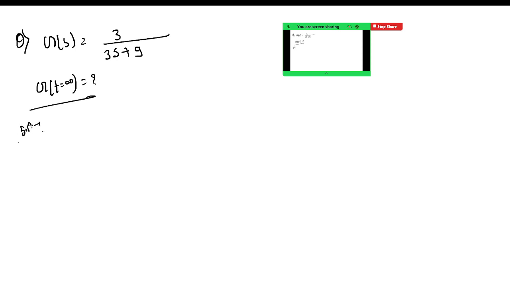Zero. Okay. So e raised to minus... This is a very simple thing. How can I convert it? I will divide the numerator and denominator by 3, so I will get 1 upon s plus 3. Again, this is in the form of 1 upon s plus a.